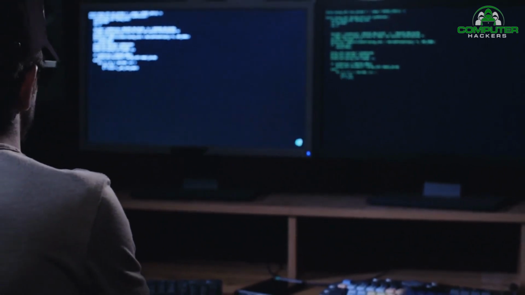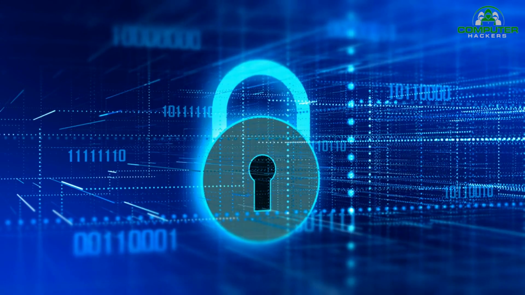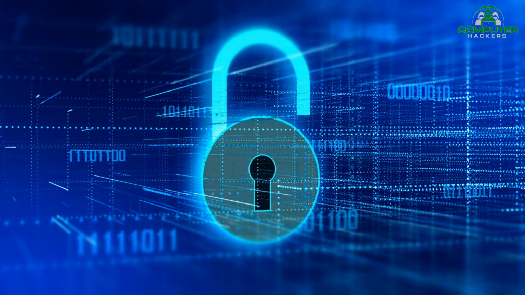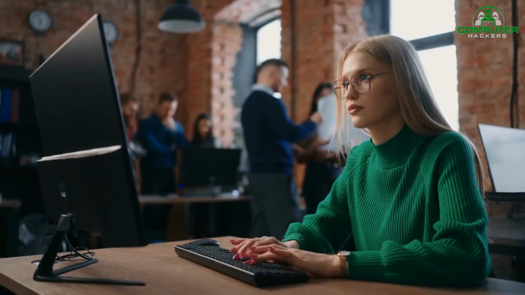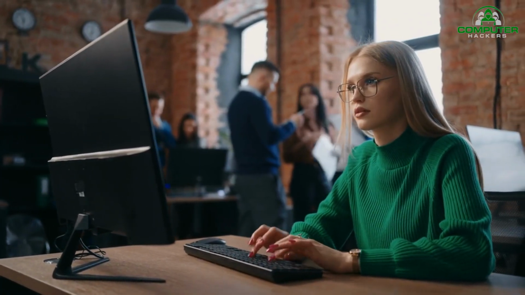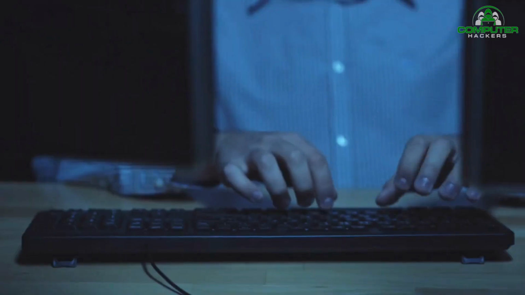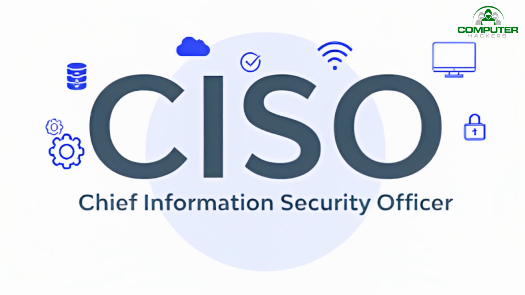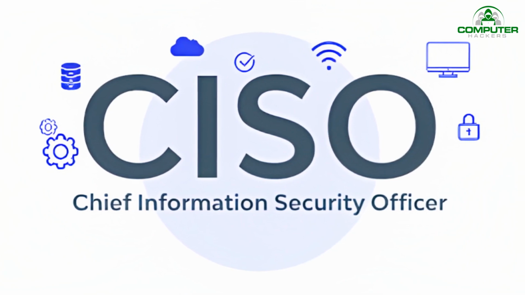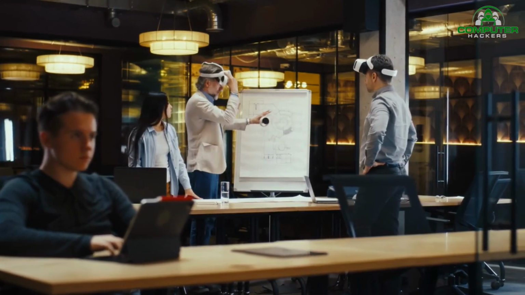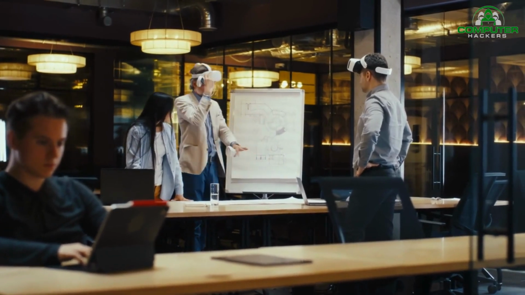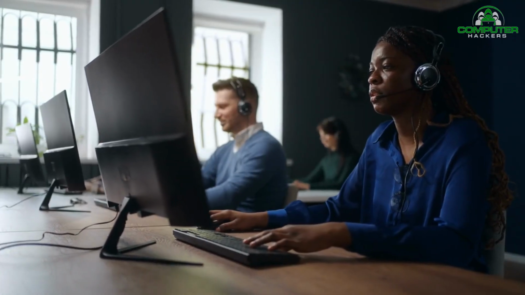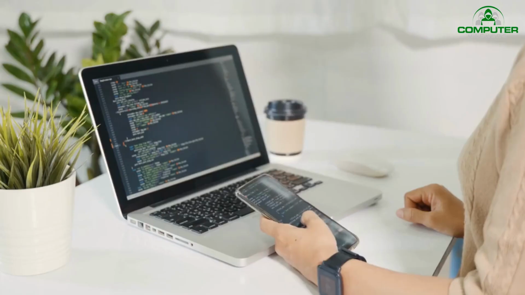Opportunities for growth. The cybersecurity field offers immense opportunities for growth and advancement. As you gain experience and expertise, you can move up the ladder to roles such as security consultant, security architect, or even chief information security officer, CISO. Additionally, there are avenues for specialization, such as web application security, network security, or mobile security.